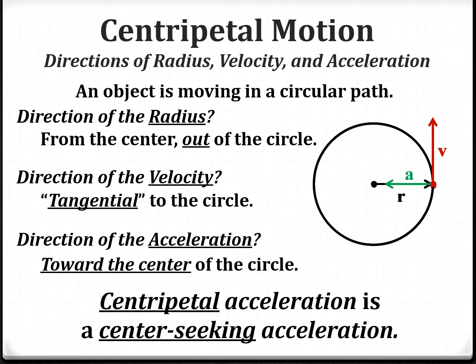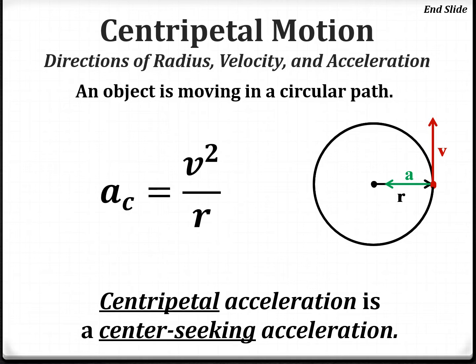So the acceleration is towards the center of the circle, and the term we use is centripetal, which means a center-seeking acceleration. The equation for this center-seeking acceleration is equal to the speed squared divided by the radius. Notice that I'm not saying the word velocity, even though we use the same letter for it. Velocity implies a direction as well, and the direction is always changing as it goes around. So it's the speed squared divided by the radius to find the centripetal acceleration.